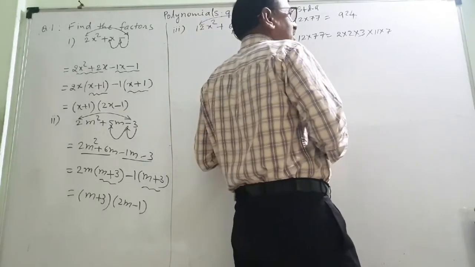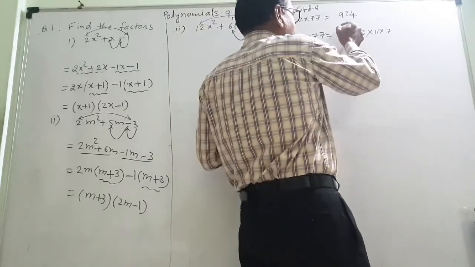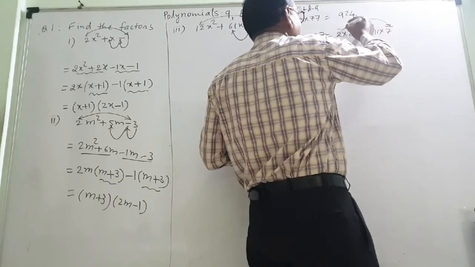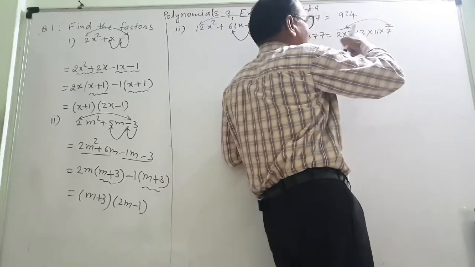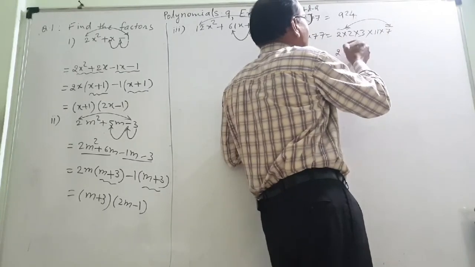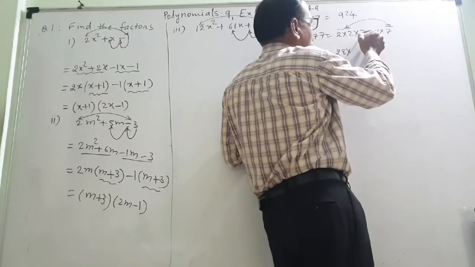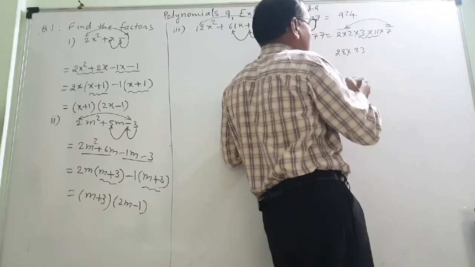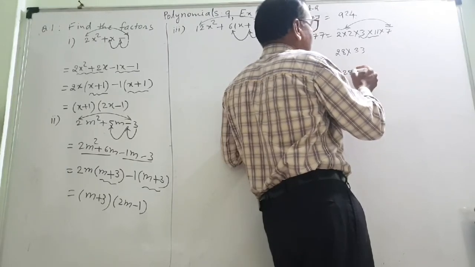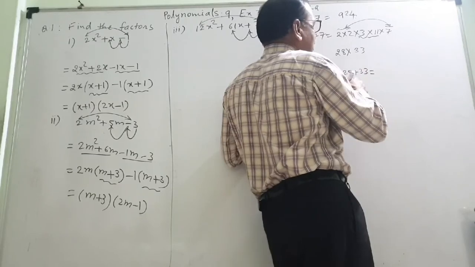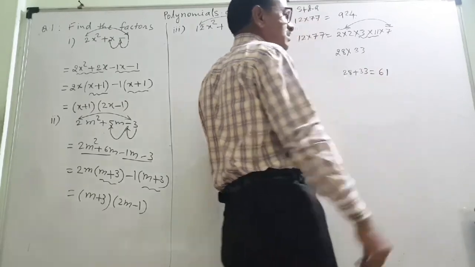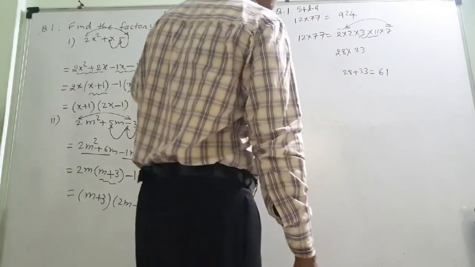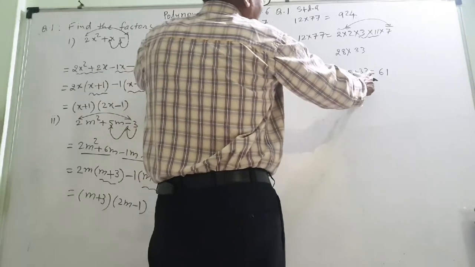So I will make the groups like this. Say suppose these 2 and this 1, this I have taken. This will be 7 fours are 28, and these 2 are remaining, 11 threes are 33. 28 plus 33, that is equal to 61. So my purpose is over. So what I will write is 28x plus 33x.